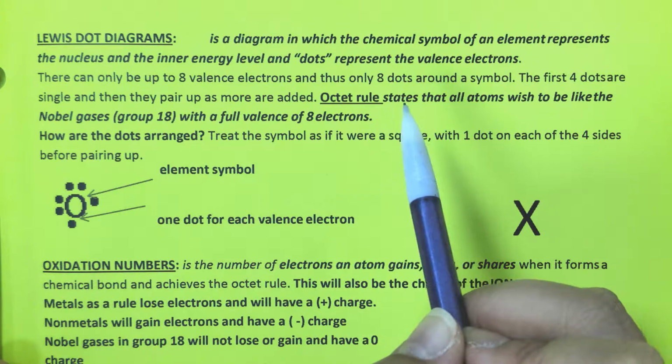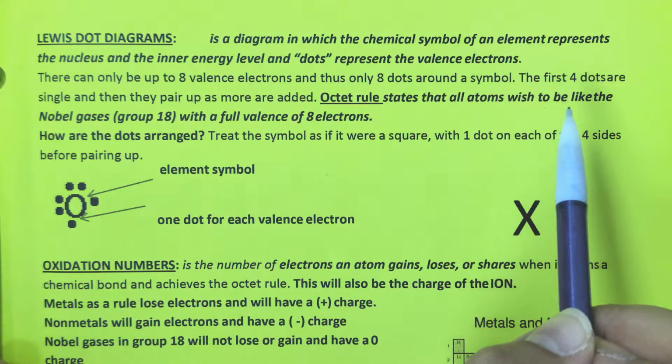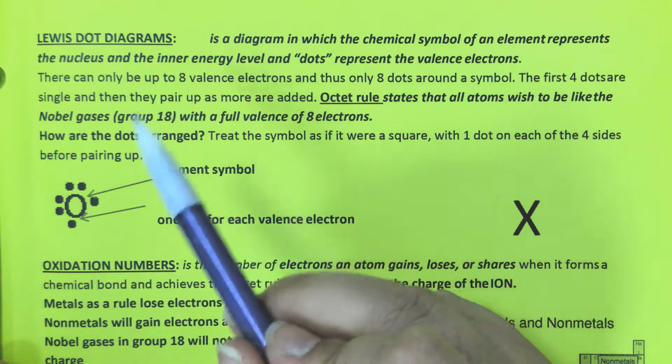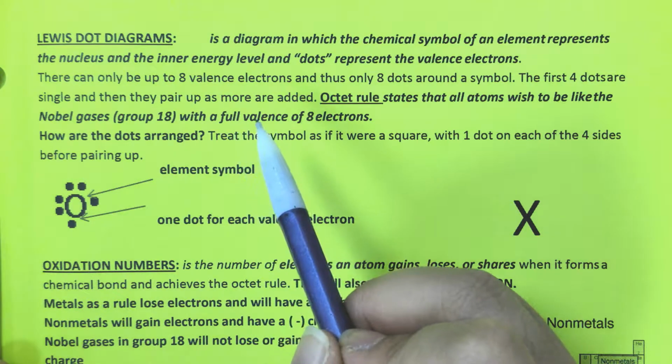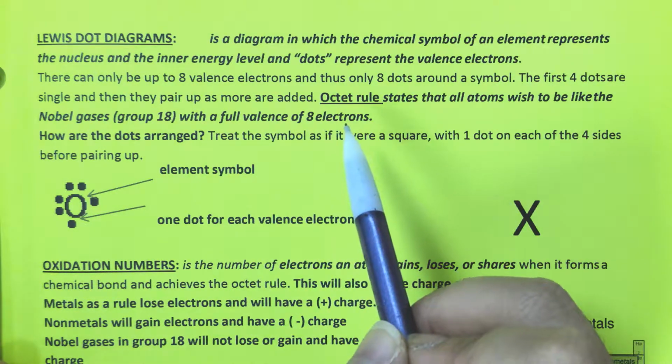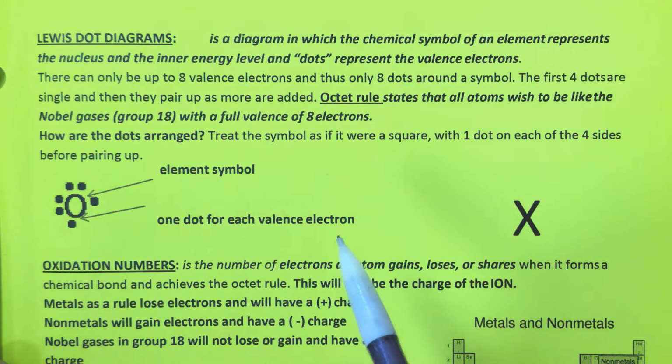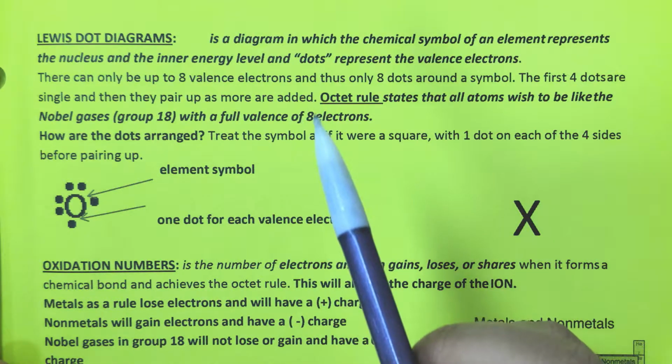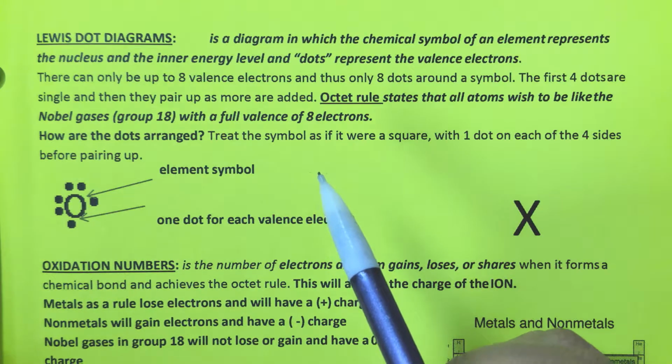Okay, your octet rule, this is really important. Your octet rule states that all atoms wish to be like the noble gases in group 18 with the full valence of 8 electrons. Okay, remember you do have an exception. Helium is your exception with only 2 electrons.